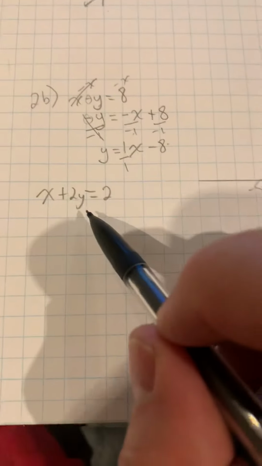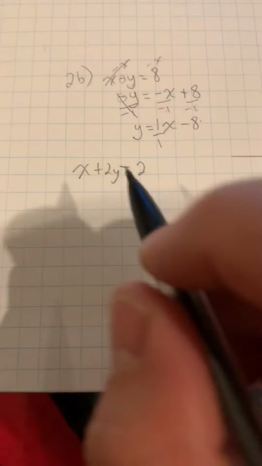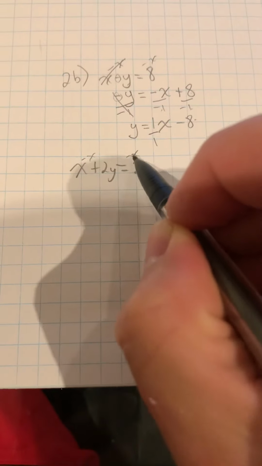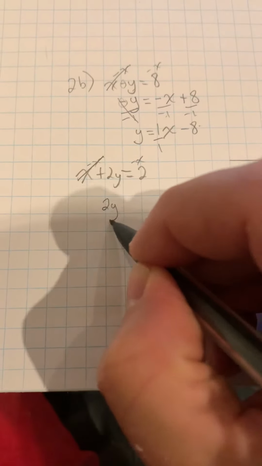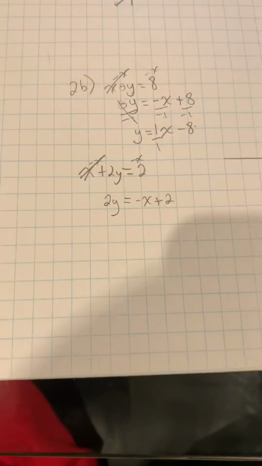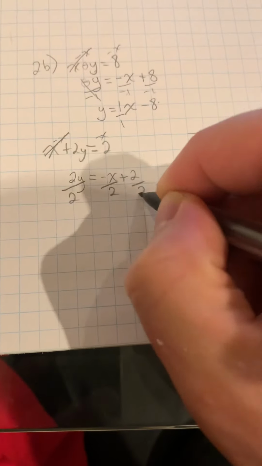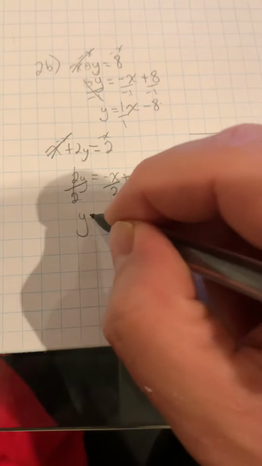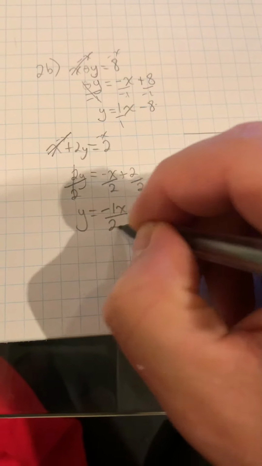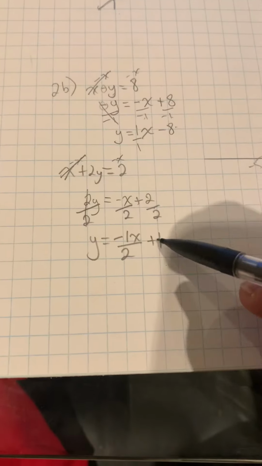Okay, that's the first equation. Now the second equation. Again, this is not in slope-intercept form, so we have to isolate for y. Subtract x from both sides. So we have 2y equals negative x plus 2. Now we're going to divide by 2. So we have y equals negative 1x over 2, and then 2 divided by 2 is 1. So we start at positive 1.